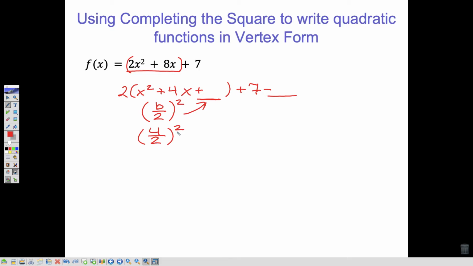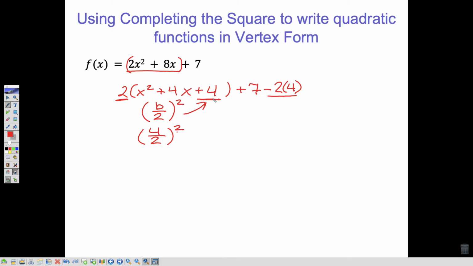2 squared is 4. Now, I said I have to do the same thing on both, yes? But be careful, what's out in front of here? The 2. So this really isn't 4, this is 8. Because I had to take the 2 times the 4. The 2 came from here, and the 4 came from here. If there's a 1 out front, I'm still multiplying it times 1, but it's not changing it.